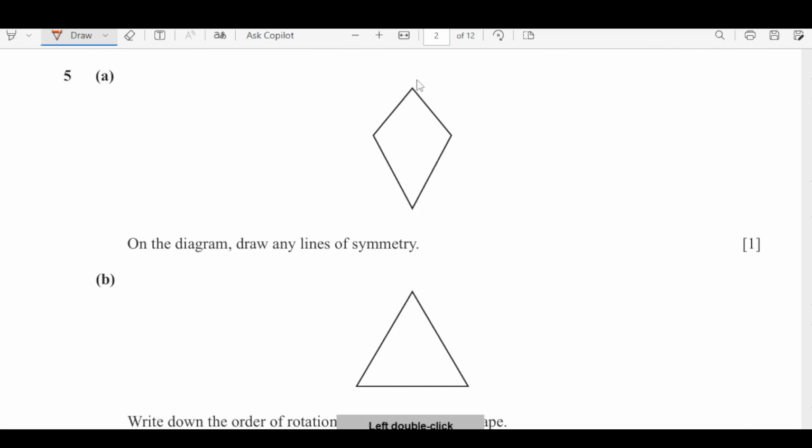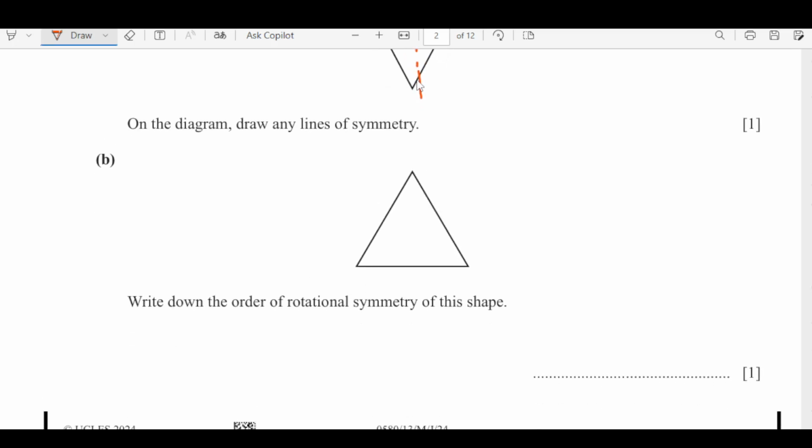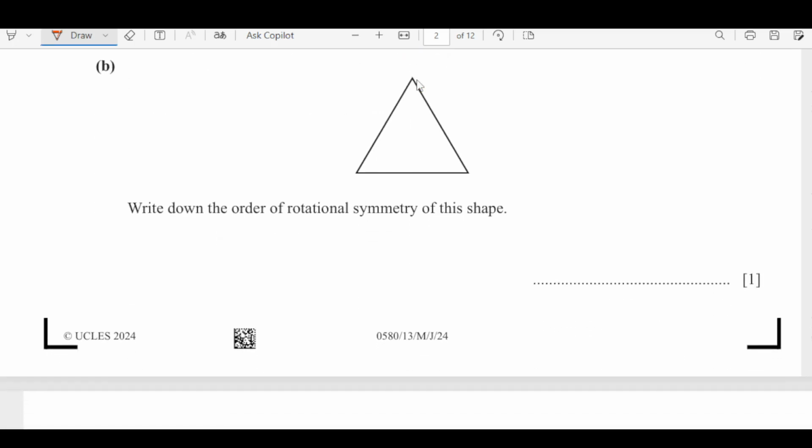Okay. Now number 5a, on the diagram draw the line of symmetry. The line of symmetry is this one here. Next, the order of rotational symmetry of this. As you can see, this is an equilateral triangle. So the order of rotational symmetry is going to be 3.